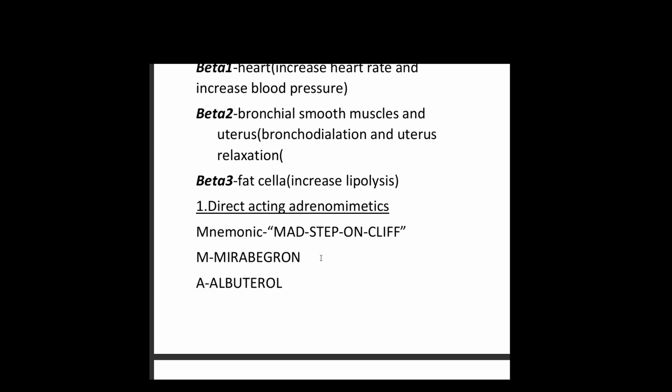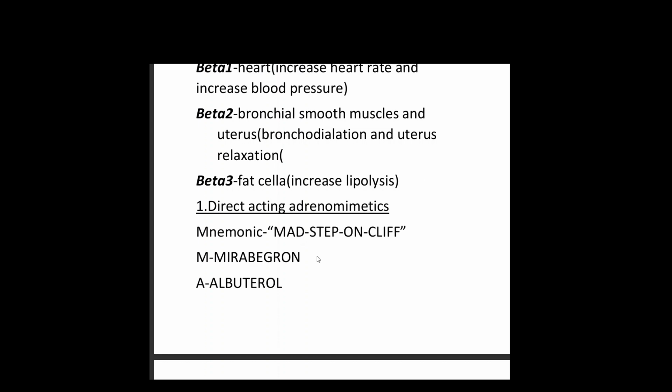So the beta 2 is in the bronchial smooth muscle. So there are drugs that activate beta 2 receptors, like beta 2 agonists. Those drugs we use to treat asthma, bronchial asthma, COPD, and that is why this is very important. And the uterus will be relaxed.